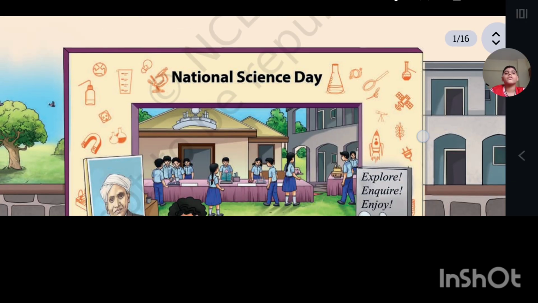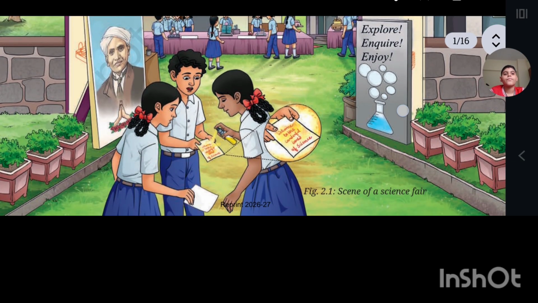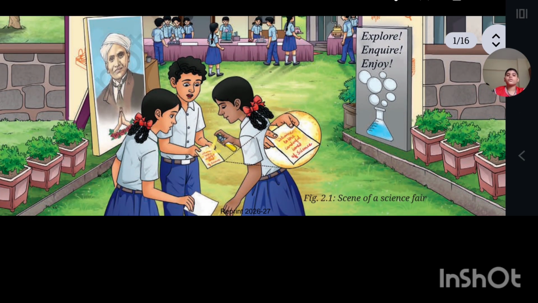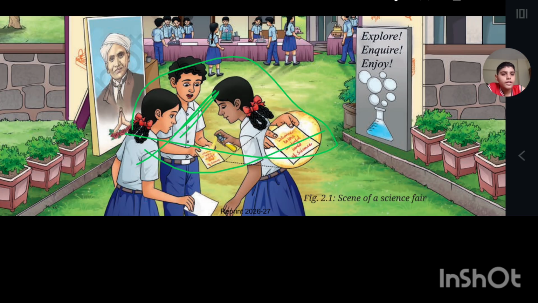Now see, this is the photo I showed in the starting. This is Ashwin and this is Kirti, and this is the volunteer spraying liquid. See what is appearing here? Wonderful world of science.